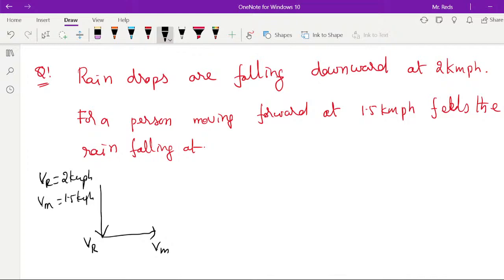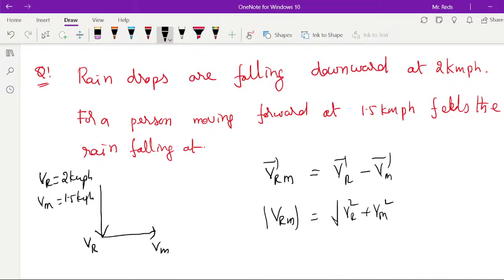But because he is moving, he may feel the rain is falling in a different direction. What is that? So the velocity of rain with respect to moving man is equal to vector velocity of rain minus velocity of man. Simply, the magnitude of this is equal to square root of VR square plus VM square. But in pictorial representation, you have to take the minus VM. So this will be the direction of velocity of rain with respect to man.